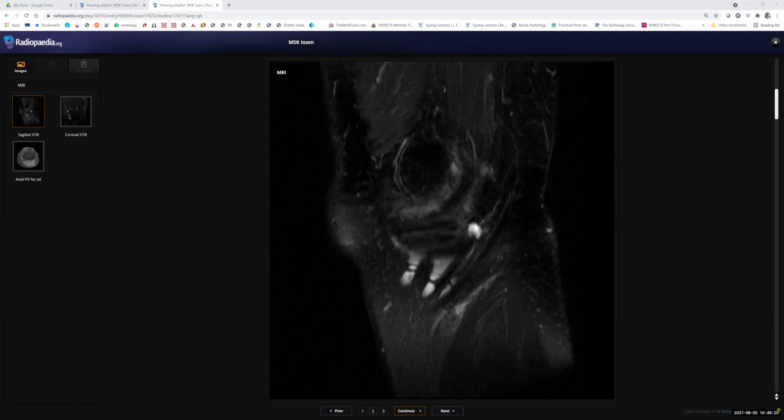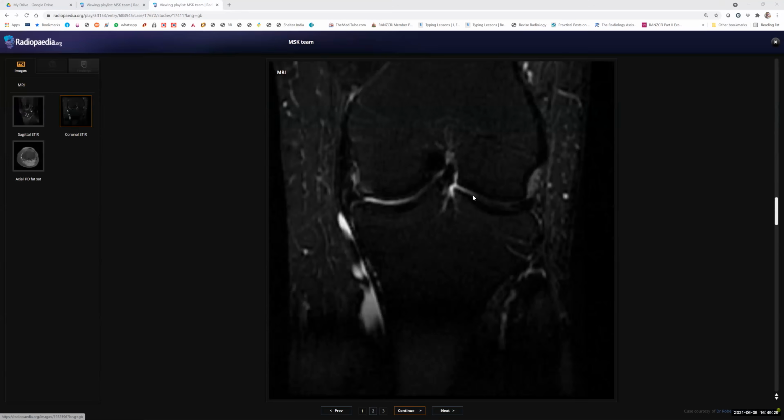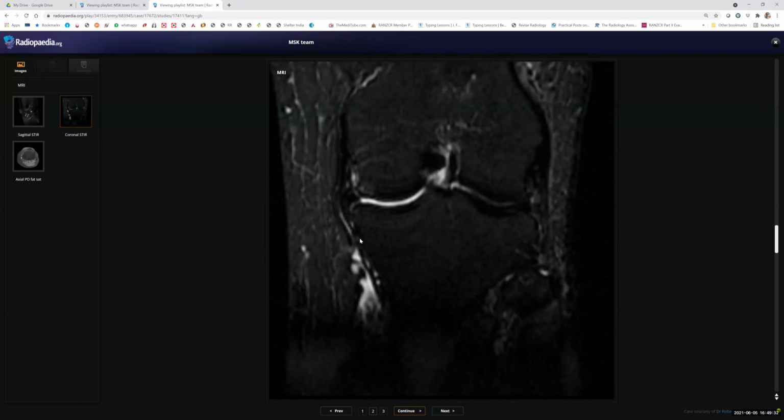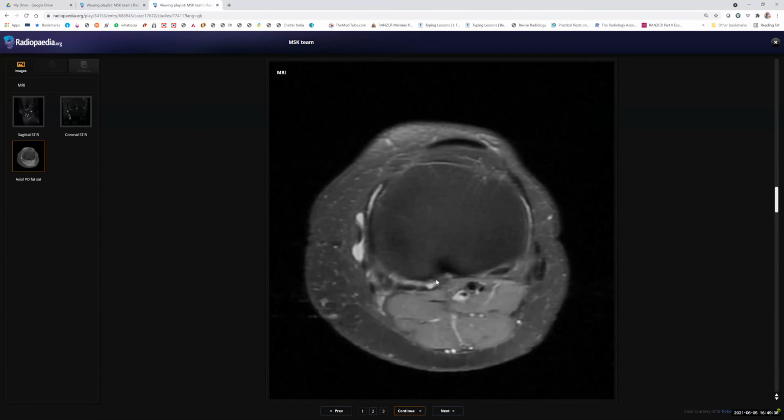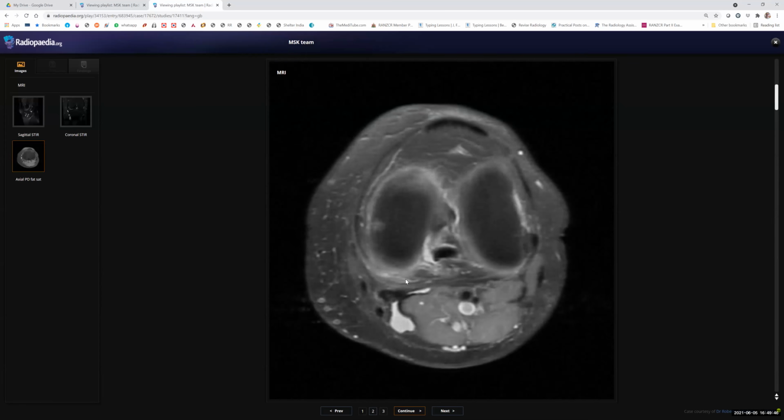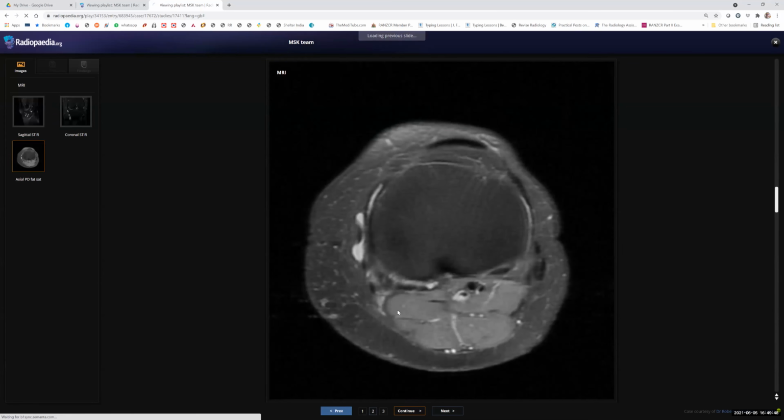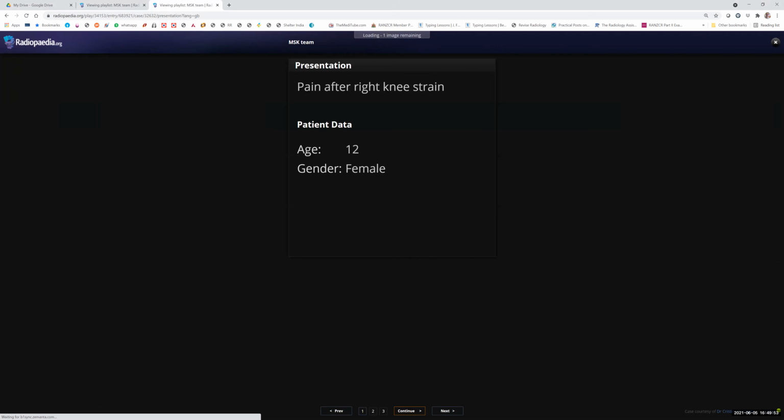Here are the pes anserine tendons: semimembranosus, gracilis, and sartorius, three tendons. So there is a bursa here, the pes anserine bursa. That is the typical appearance of pes anserine bursitis: the typical three tendons coming in and fluid. Usually you can manage conservatively, or sometimes they will ask you to inject steroid and local anesthetic into that pes anserine bursa under ultrasound guidance. So you can say that also. That's done by radiologists.